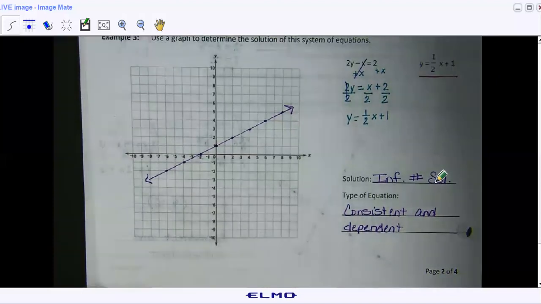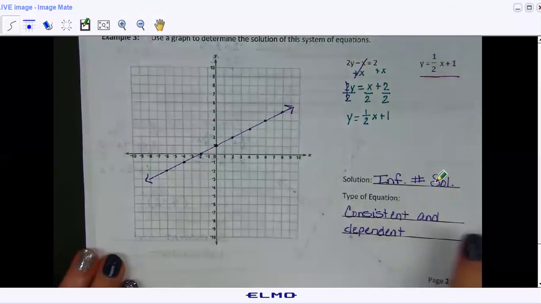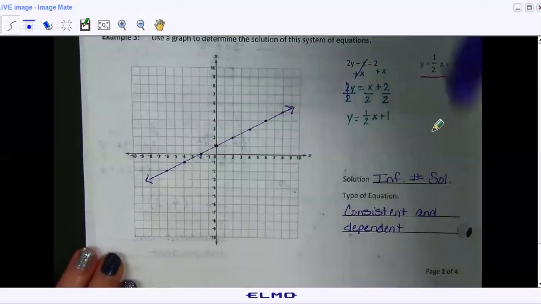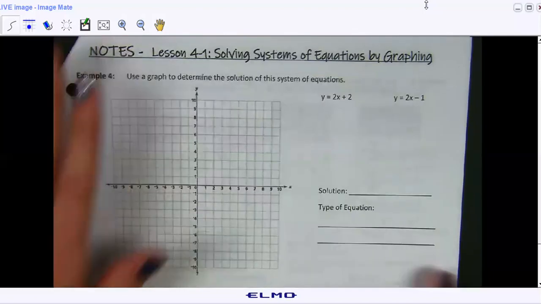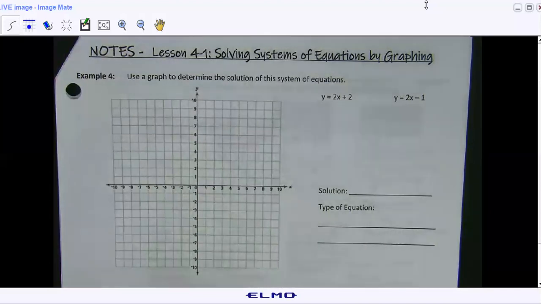Okay, let's move to page 3. Both of these lines are already in slope intercept form, so I want you to graph them. Graph these lines, and try to figure out the solution on your own by looking at the front page of your notes.